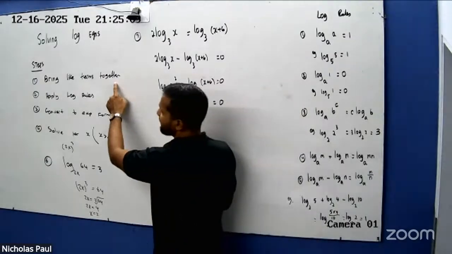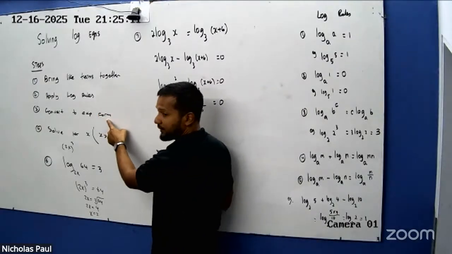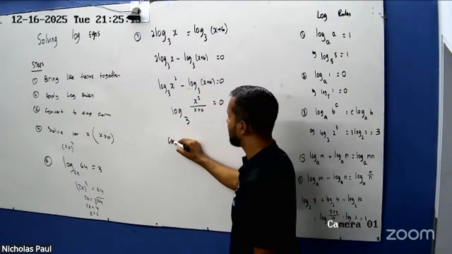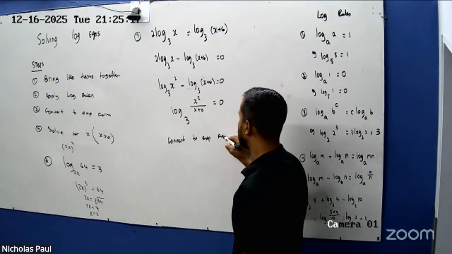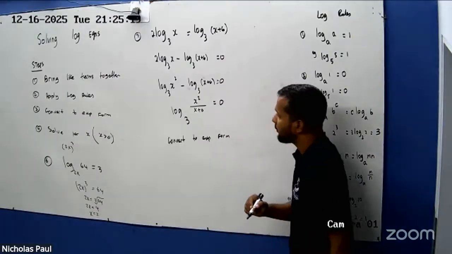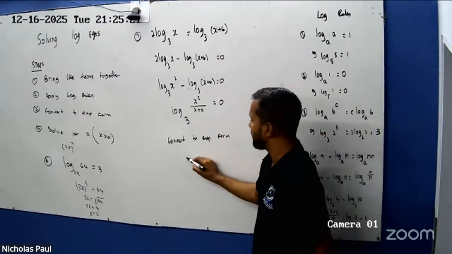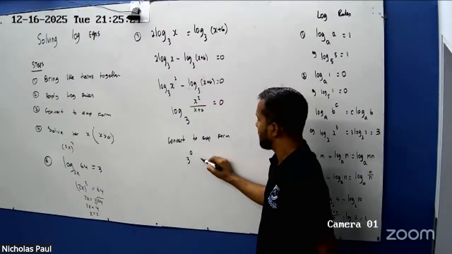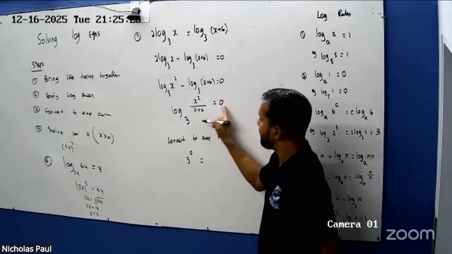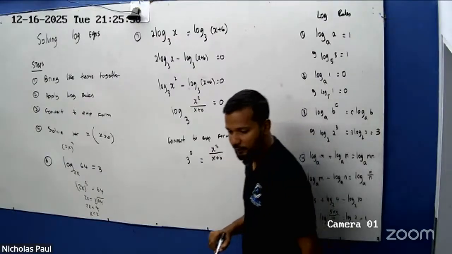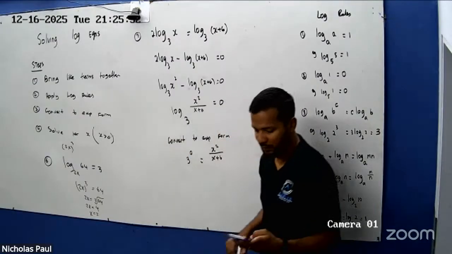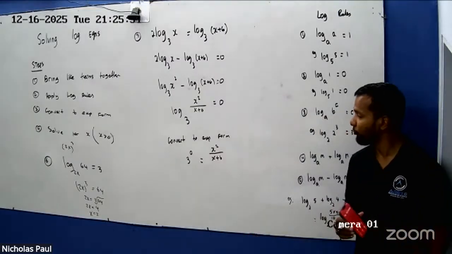Now, what's the next step? Bring like terms together, apply log rules, convert to exponential form. So that would be what? 3 to the power of 0 is equal to x squared over x plus 6. That's okay? What do you do from there now?